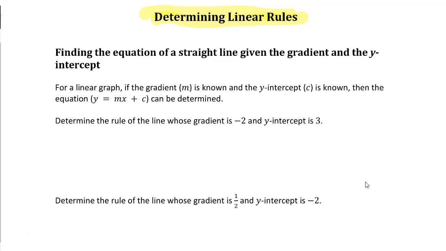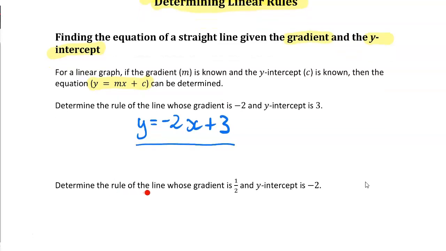The first one is when we get given the gradient and the y-intercept. If we know the gradient and the y-intercept, then we can put those into our y equals mx plus c form. So, first one: determine the rule of the line whose gradient is -2 and y-intercept is 3. So y equals, our gradient is -2, x, and our y-intercept is 3. So that's our rule.